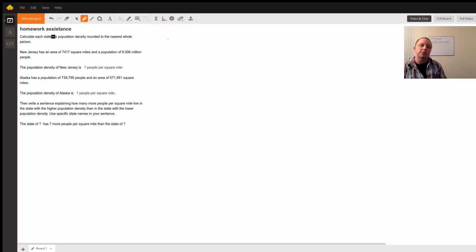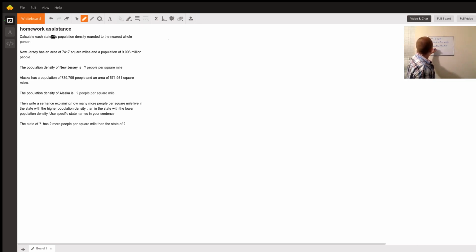So New Jersey has an area of 7,417 square miles. I went ahead and wrote that down. And it also says that New Jersey has 9.006 million people, okay? So the population density, we're gonna be able to figure that out by people per square mile.